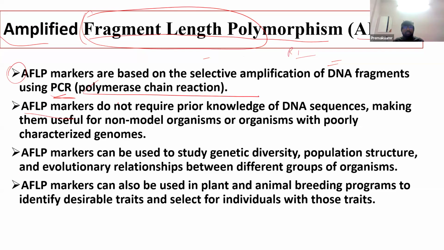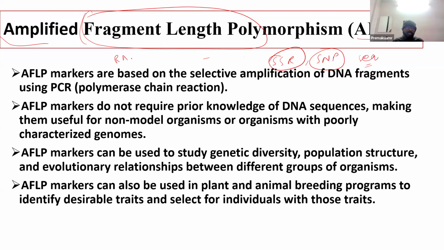AFLP markers do not require prior knowledge of DNA sequence, making them useful for non-model organisms or organisms with poorly characterized genomes. For example, take citrus. The genome sequence is not good, so at that time we can't go with SSR markers, SNP markers or any other marker which needs sequence information. What are the markers? RAPD and RFLP, and this AFLP and ISSR. I will discuss what is ISSR.